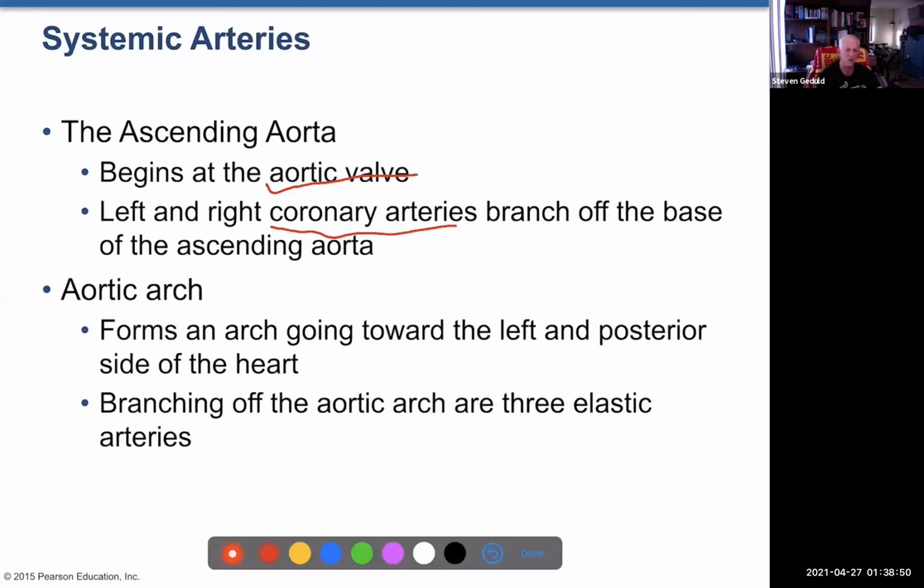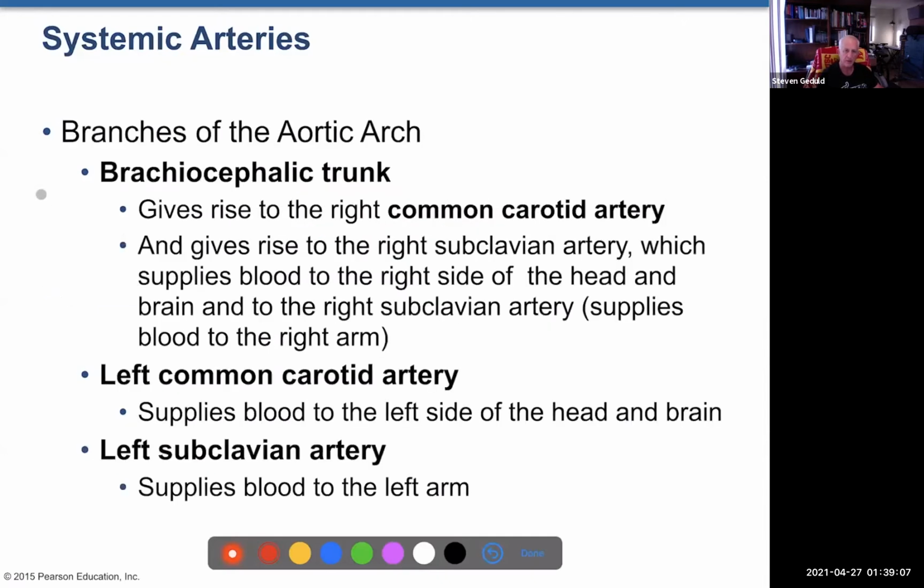Then it forms the aortic arch, which forms an arch going to the left and posterior sides of the heart. Okay, the arch forms towards the left and posterior side of the heart, goes on behind it. Branching off the aortic arch are the three elastic arteries, which you talked about: brachiocephalic, left common carotid, left subclavian. All right, so these are the three arteries we talked about that I told you I wanted you to know.